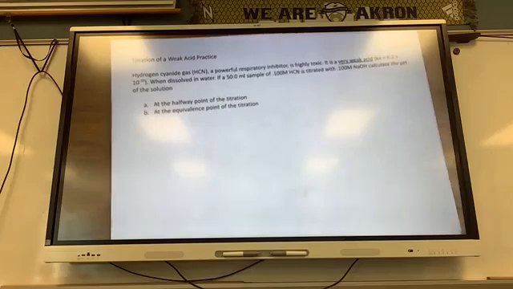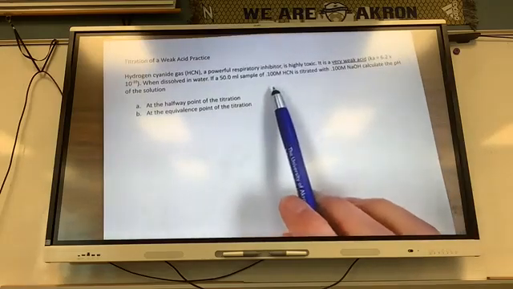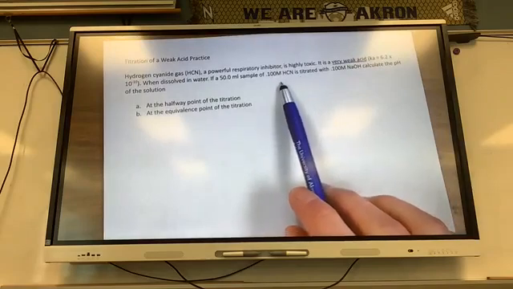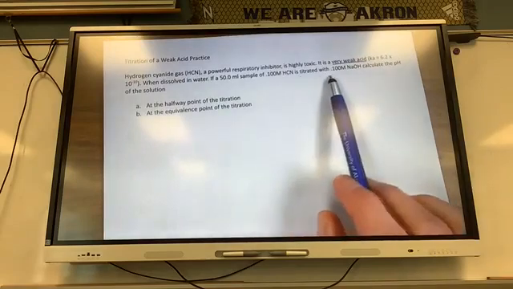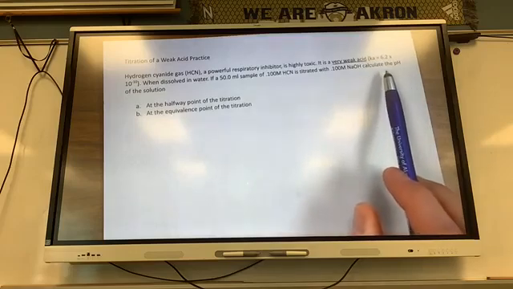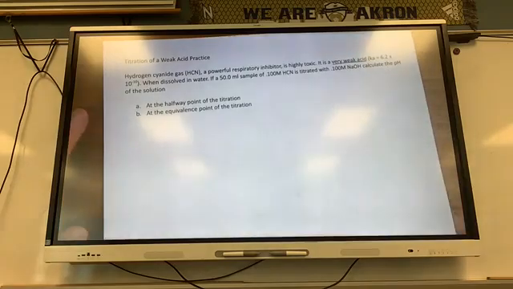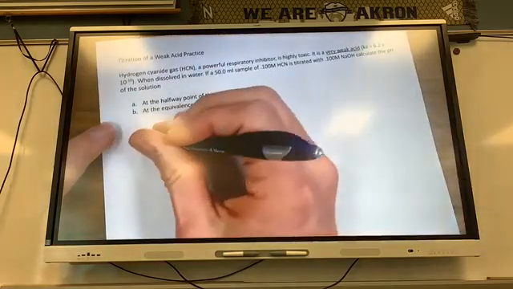When dissolved in water. If a 50 milliliter sample of 0.100 molar hydrogen cyanide acid is titrated with 0.100 molar NaOH, calculate the pH of the solution at two different places. Place number one is at the halfway point of the titration.